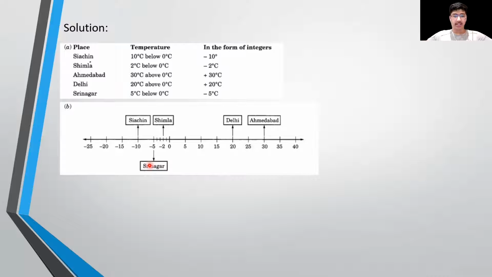Now C, they have asked for which is the coolest place. So the coolest place over here will be the one farthest on the left hand side of the number line. So that is Siachen. So Siachen is going to be the coolest place with minus 10 degrees Celsius.